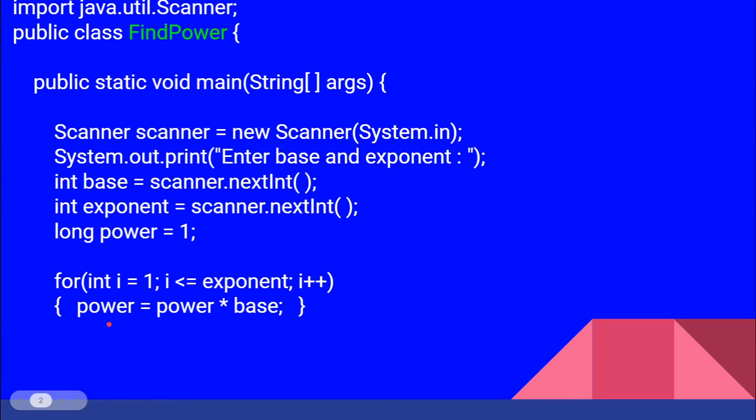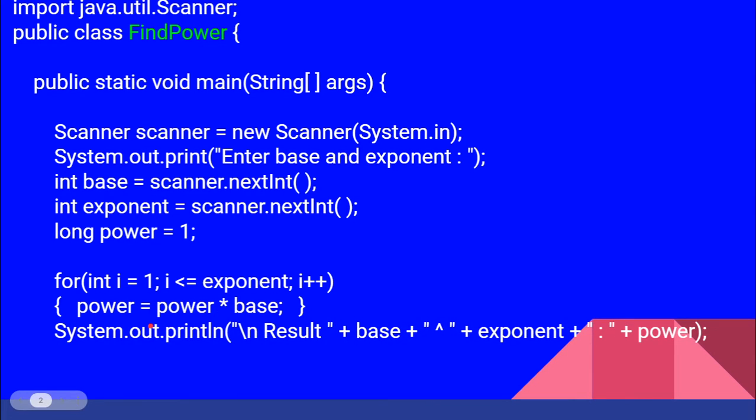We are going to find out the value of the number to get the power of any number. So power is equal to power into base. Suppose you are going to find 2 power 5, it means we have to multiply the base, exponent times. So you have to keep on multiplying. For example, to find 2 power 3, you have to multiply 2 into 2 into 2. That is what is done over here. So power is equal to power into base, and this for loop repeats till it completes the value of the exponent.